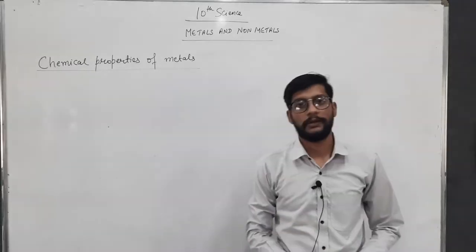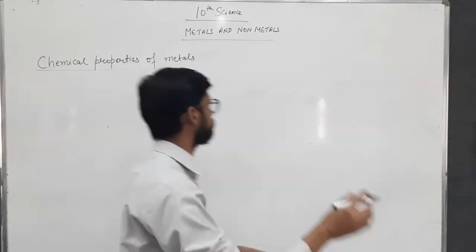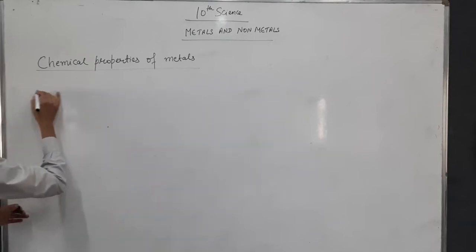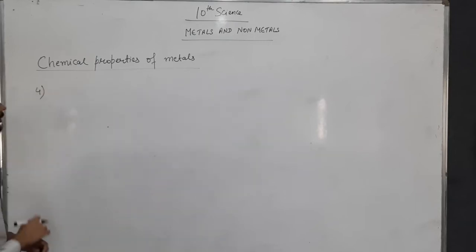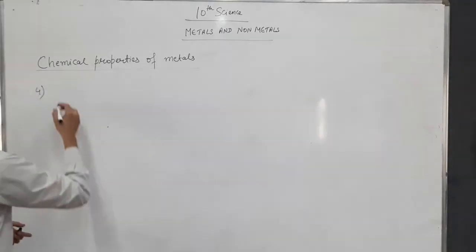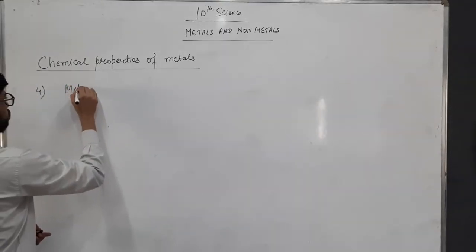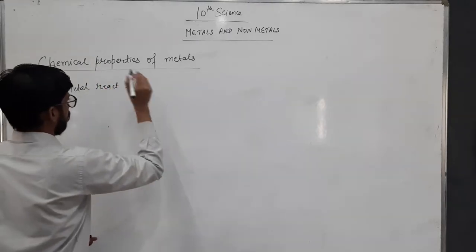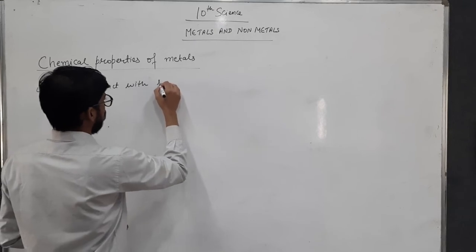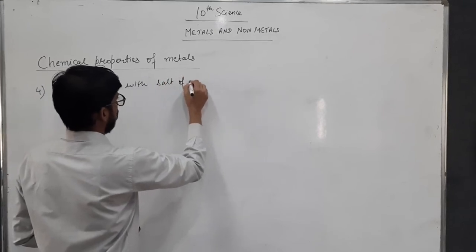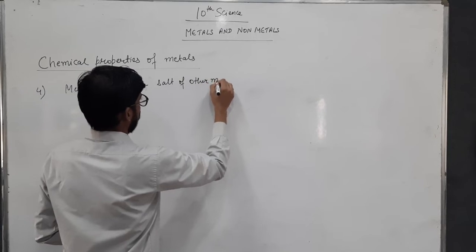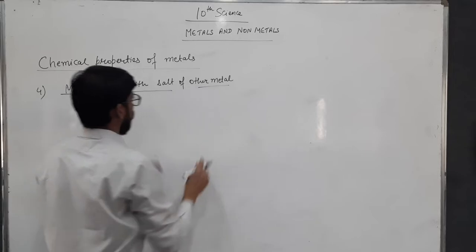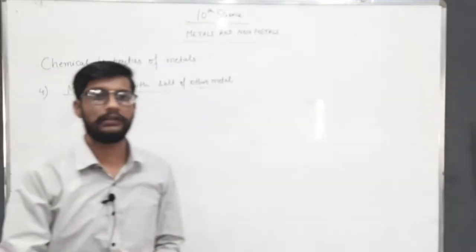So we have started with chemical properties of metal. See the next topic. Under this chemical properties of metal, this is the fourth chemical property we are going to discuss today: what happens when metal reacts with the salt of other metal? What happens when one metal reacts with the salt of other metal?